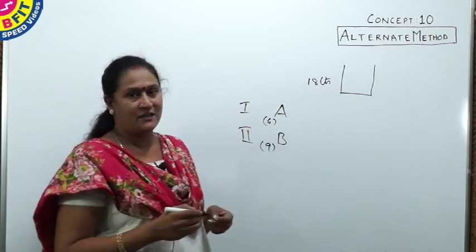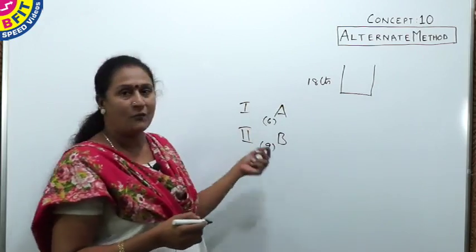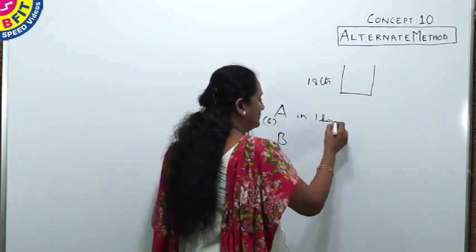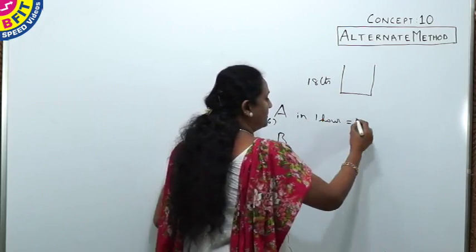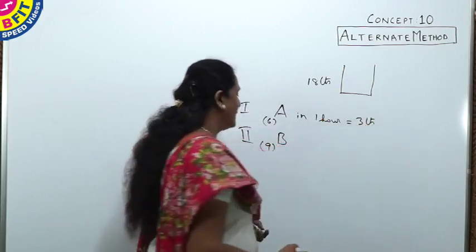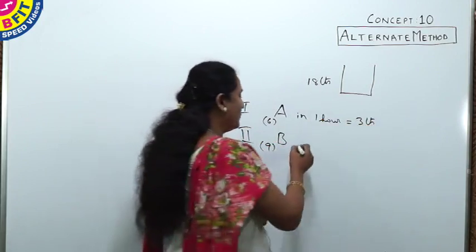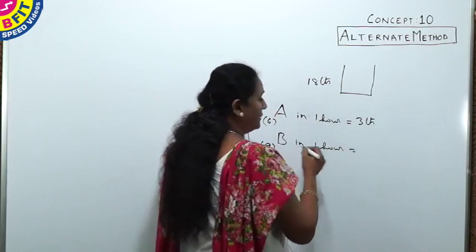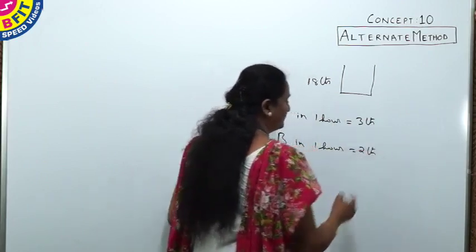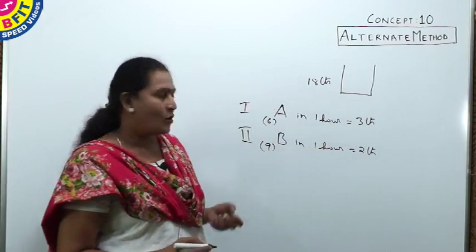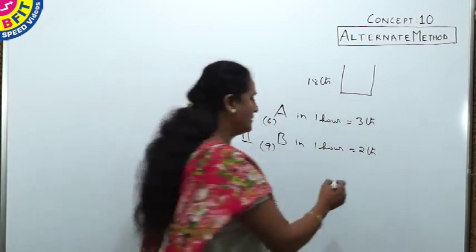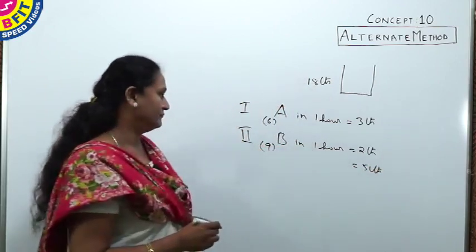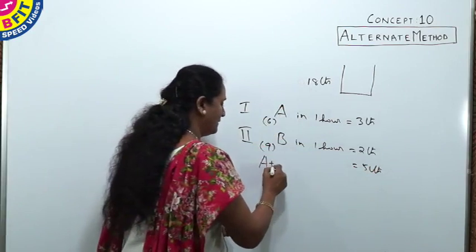So if the tank capacity which we have assumed is 18 liters, in 1 hour how many liters can A pour? 18 by 6, 3 liters. Now in 1 hour how many liters can B pour? 18 by 9, 2 liters. Now when both are opened together, how many liters are poured by both the pipes? 5 liters. So A and B together.